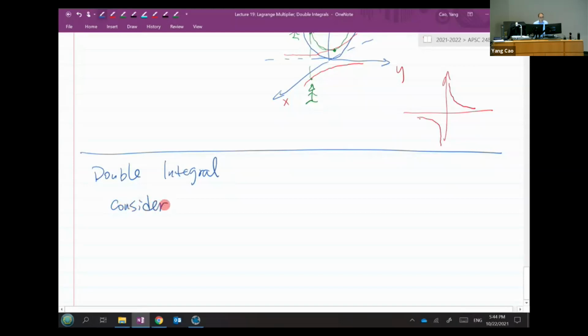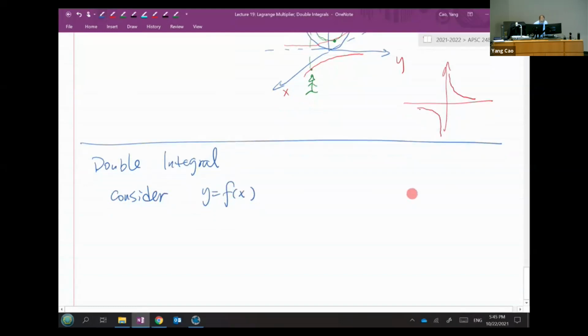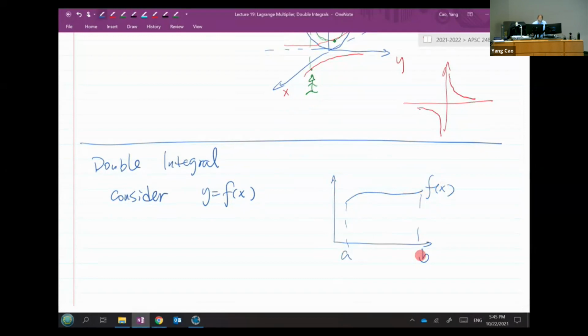Let's understand basically what the double integral is all about. Let's start from a function of a single variable. When you deal with a function of a single variable, one of the things you have learned a lot is that when you integrate from A to B for this function, you get the total area. So how is that interpretation derived?